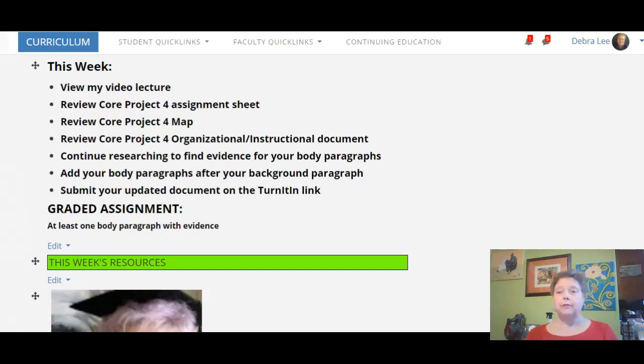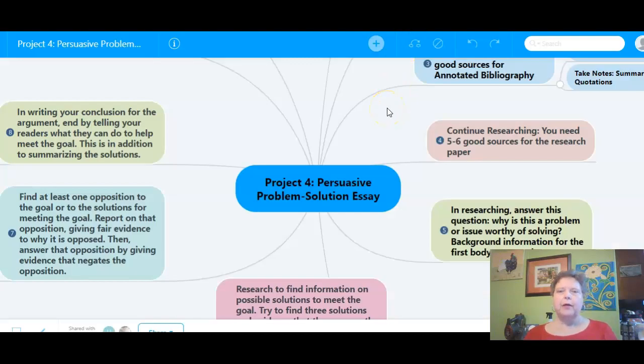So by this week you should have your introduction paragraph, your background paragraph, and now you should have at least one body paragraph. So let's take a look at the Project 4 map again, just to see where we are on the map.